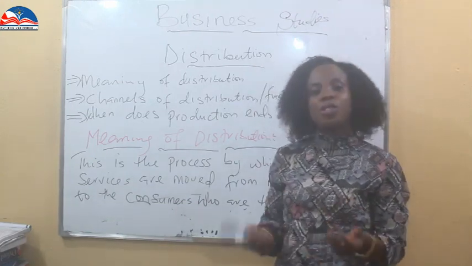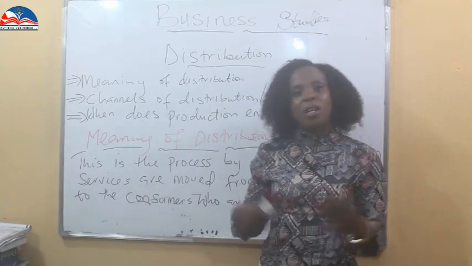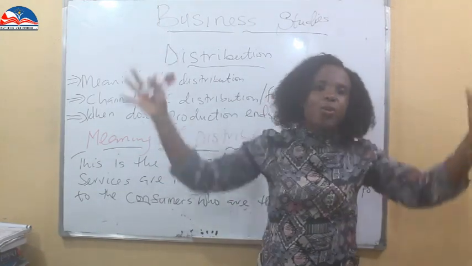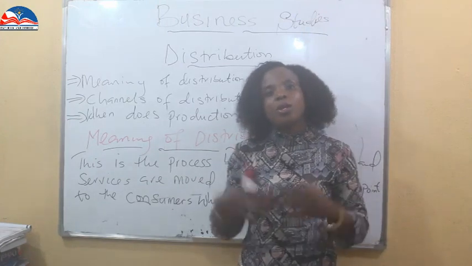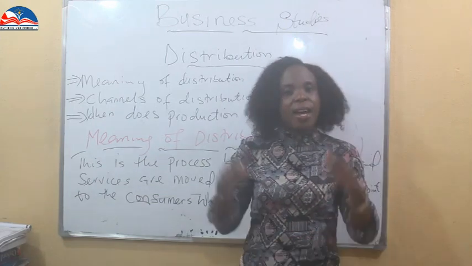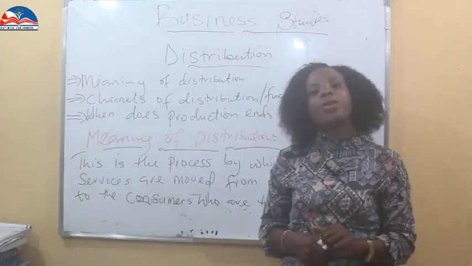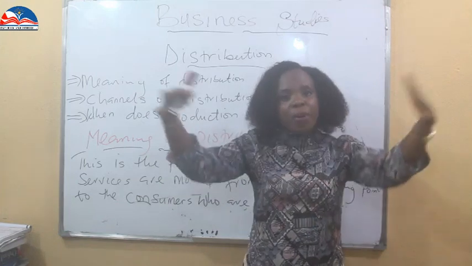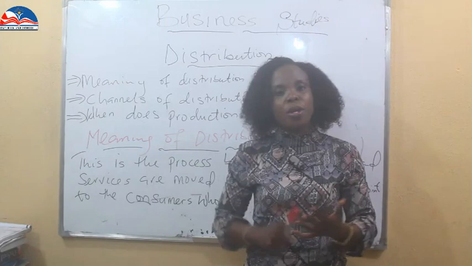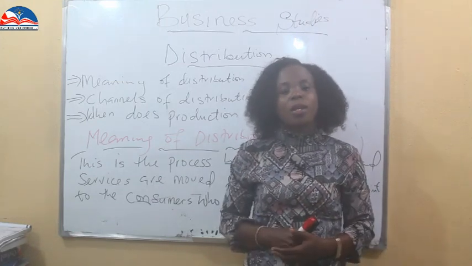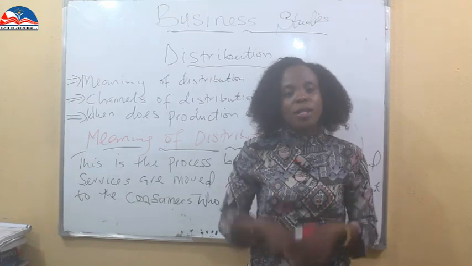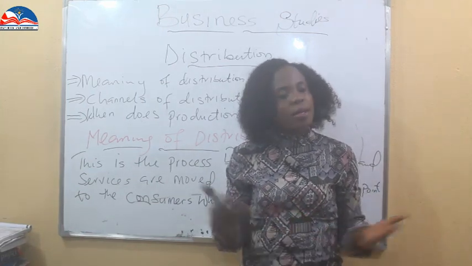When you hear the word distribution, it just implies spreading goods across so that those who need it will get it and use it to satisfy their wants. Spreading goods and services across, products and services across, so that those who need it will buy it, use it to satisfy their wants. That is just distribution.